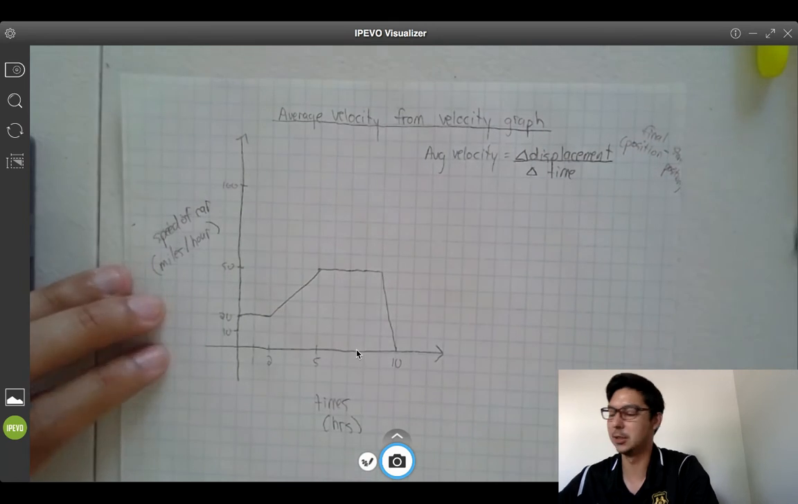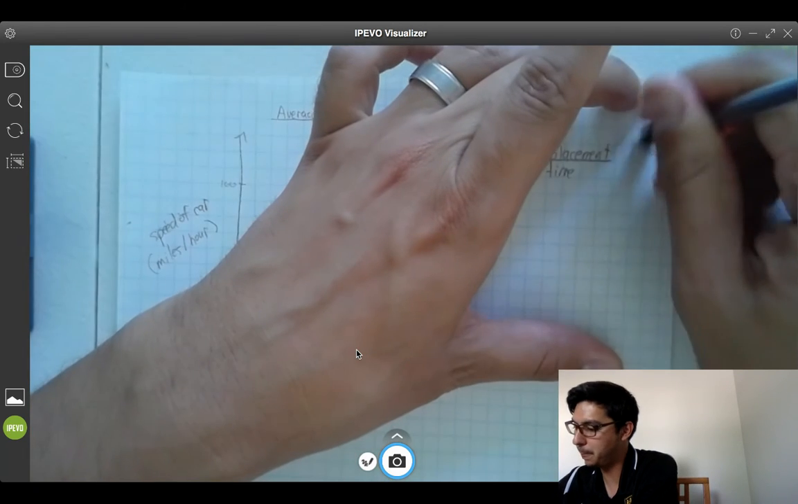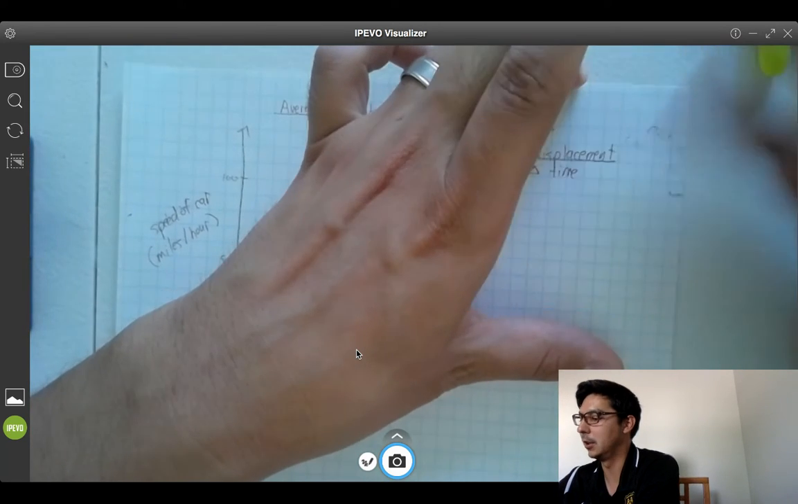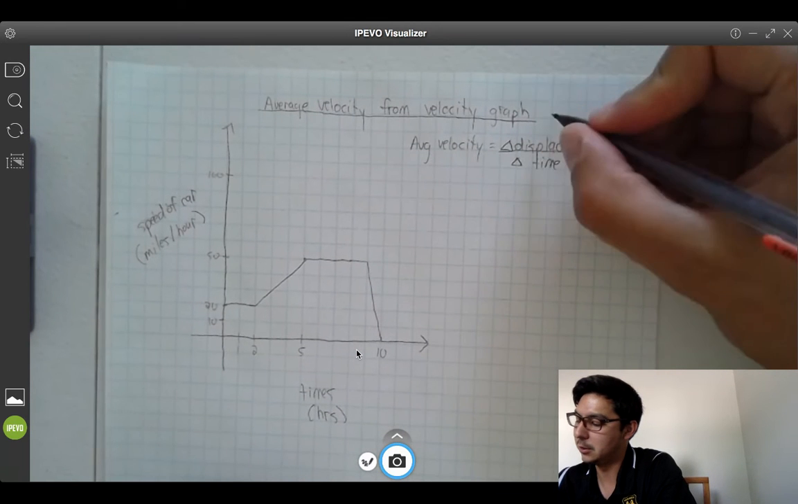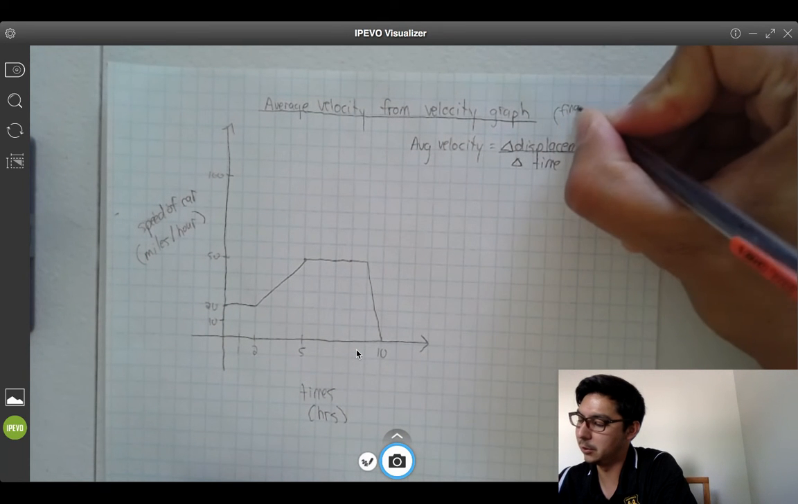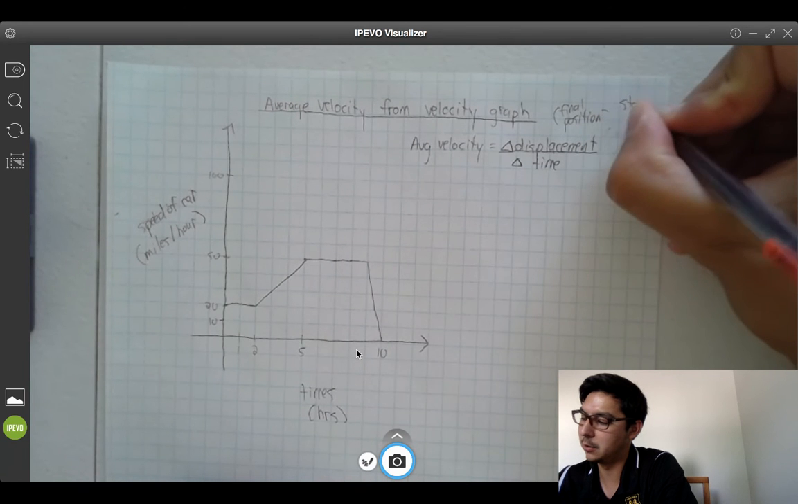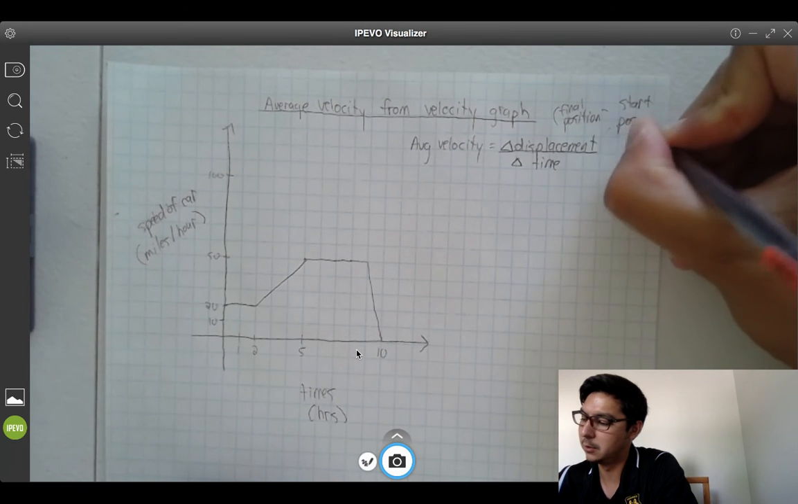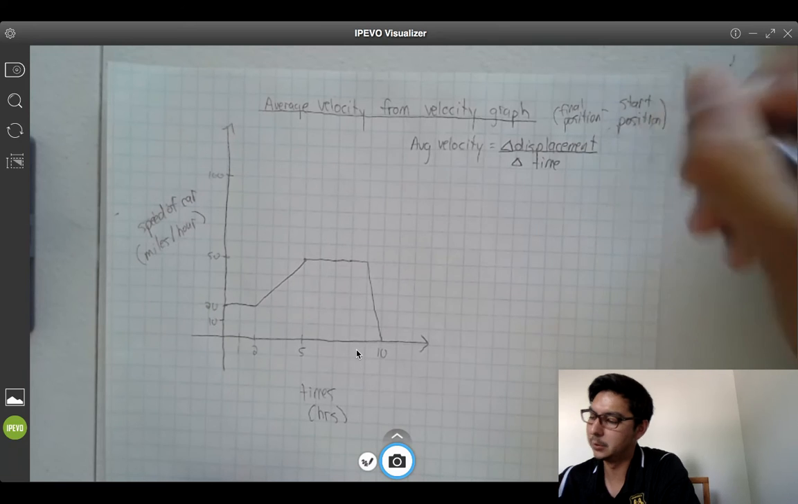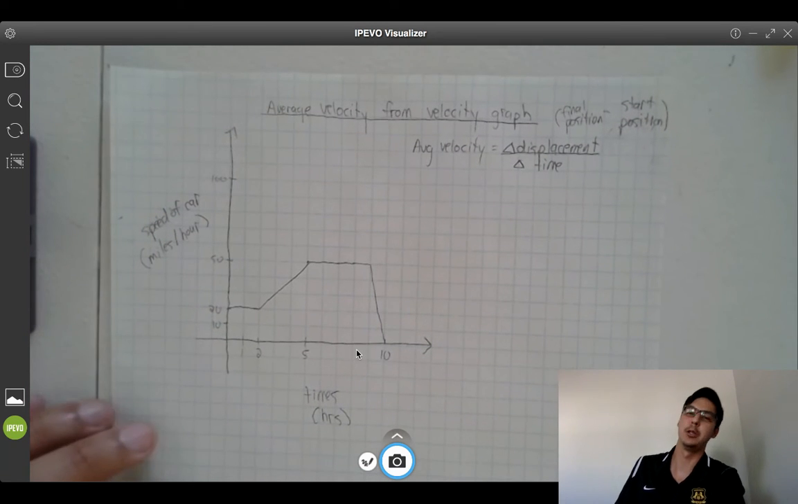Sorry, I'm going to rewrite that. So displacement again is your final position minus your start position. Relative to where you started, where are you at when you end?